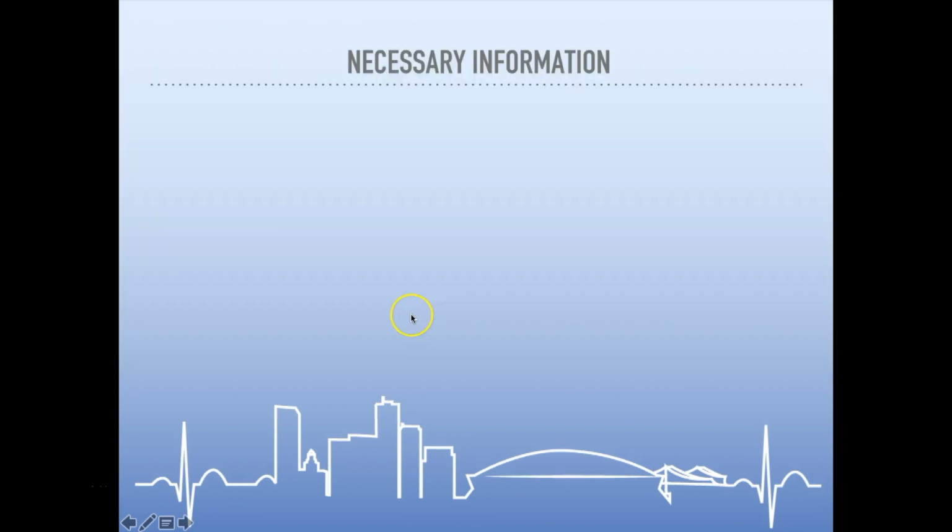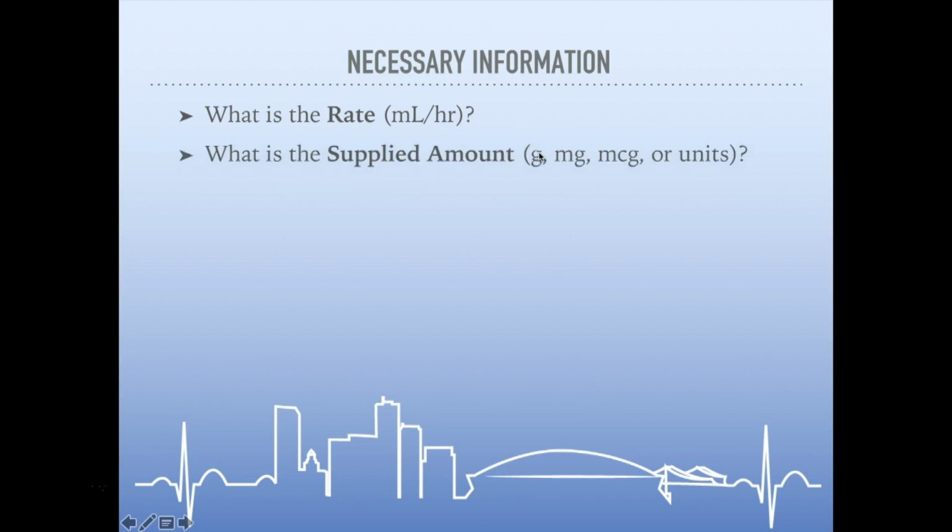When we're using our formula, there's a couple of pieces of necessary information that we must know. The first thing that we need to know is what the rate of the medication infusion is. That's measured in milliliters per hour. The next thing that we need to know is what the supplied amount of the medication is, and how is it supplied? Is it supplied in grams, milligrams, micrograms, or units?